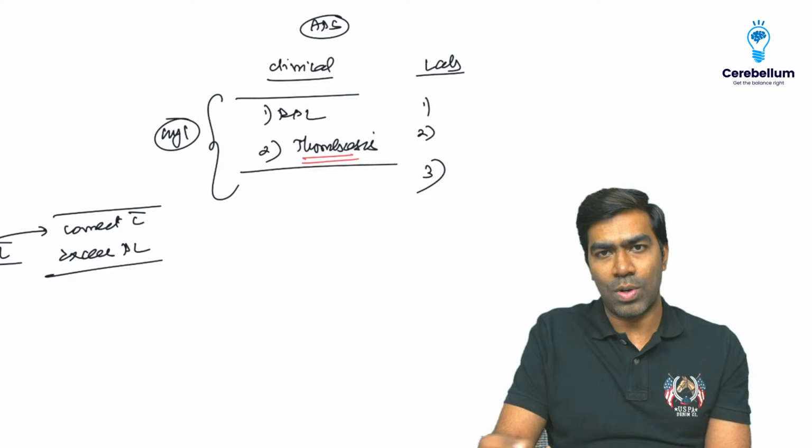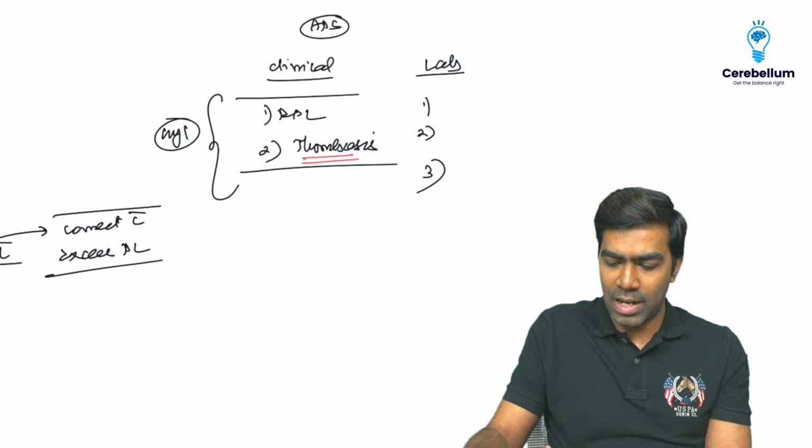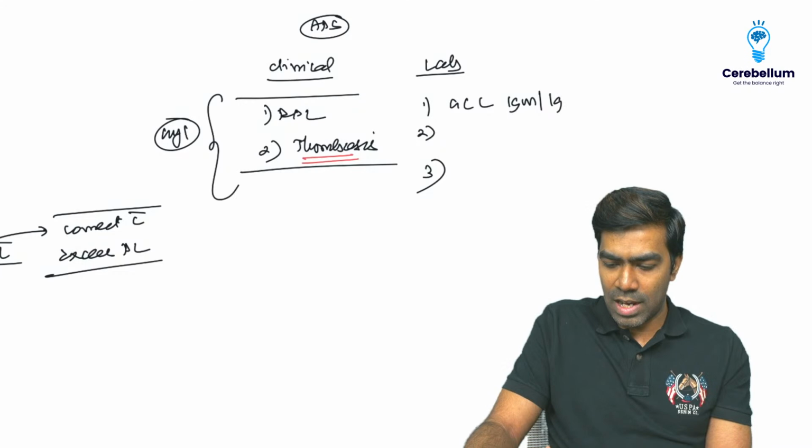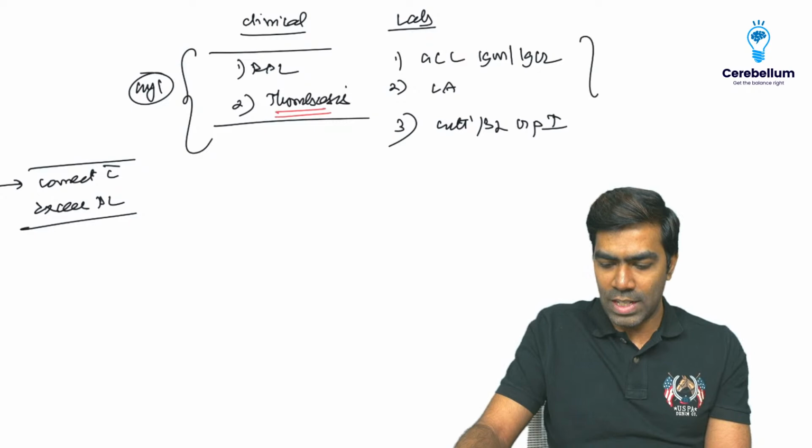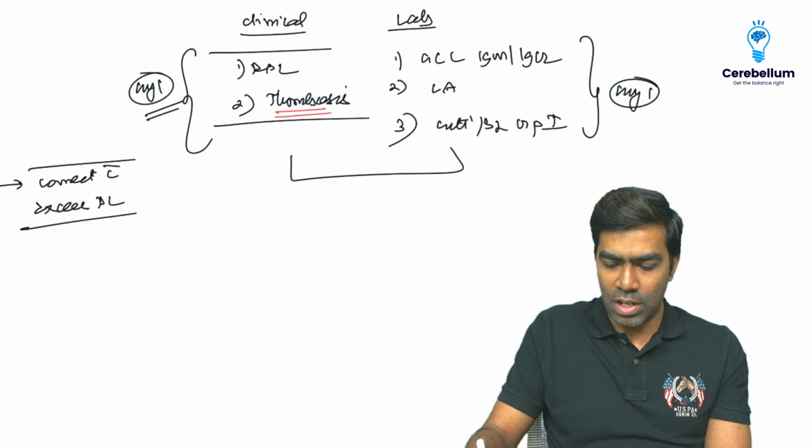We have anti-cardiolipin antibody. Simply, I can write it as ACL, either IgM or IgG. That is anti-cardiolipin antibody, IgM or IgG. Second is the lupus anticoagulant. Third will be anti-beta-2-glycoprotein 1. So out of these three, if any one is present, along with one of the clinical features, then only you are going to make a diagnosis of antiphospholipid syndrome.